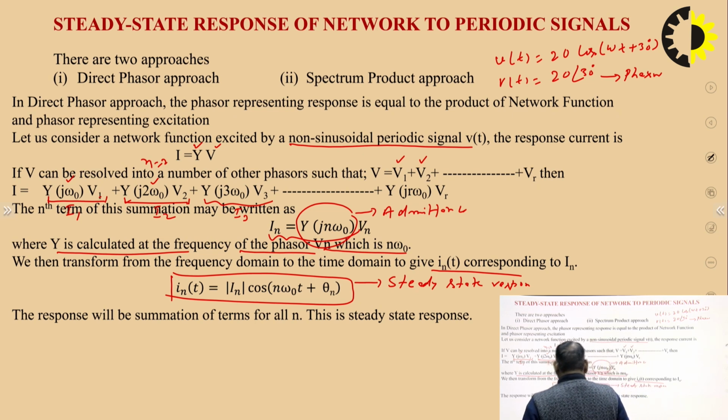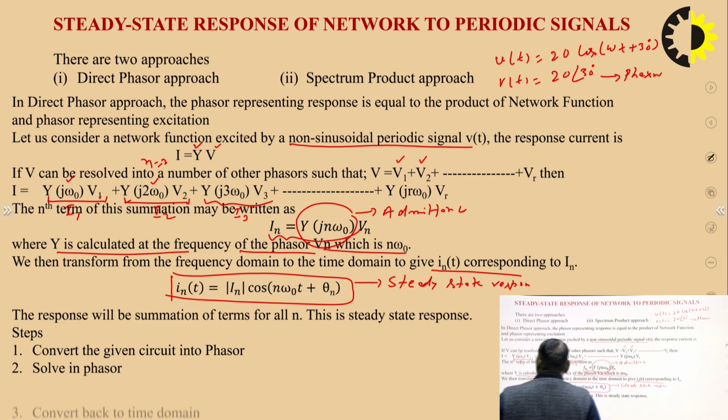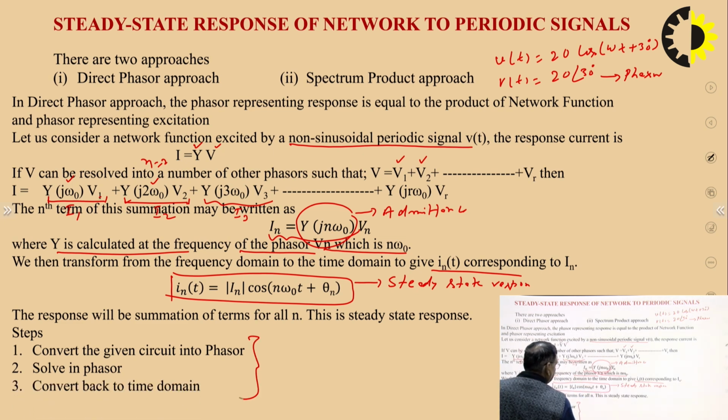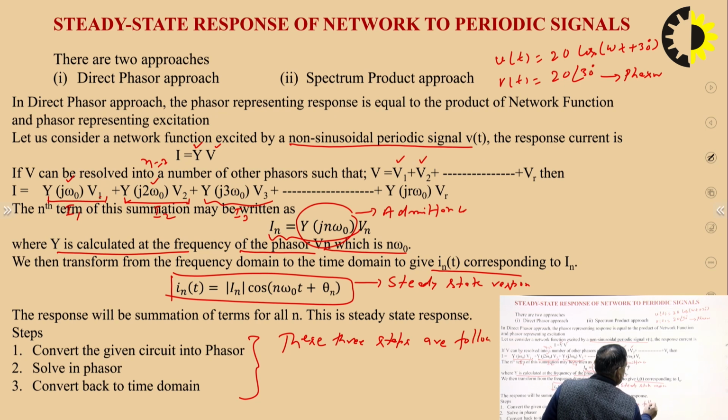What is the procedure? First convert the given circuit into phasor or frequency domain, carry out all the calculations in phasors, and in the last convert back to the time domain. So these are the three steps that are followed in the direct phasor approach.